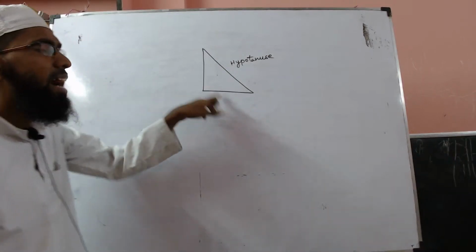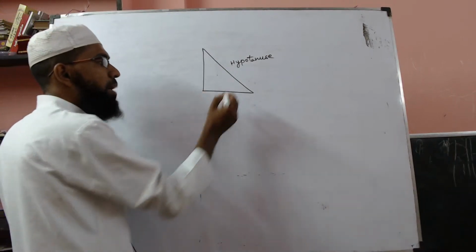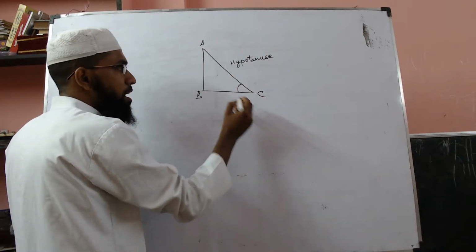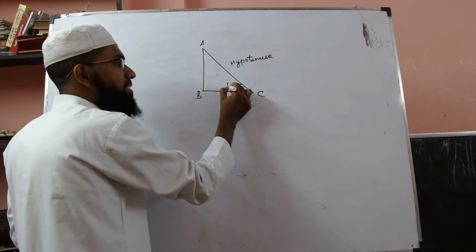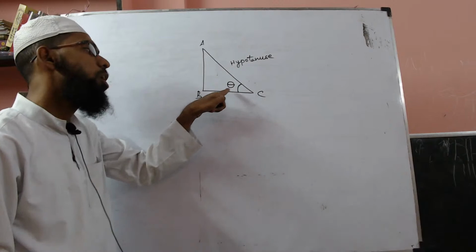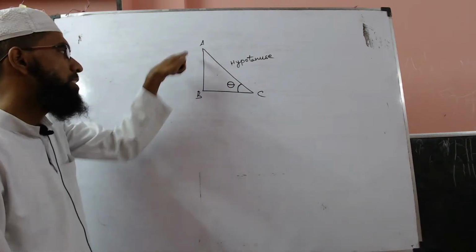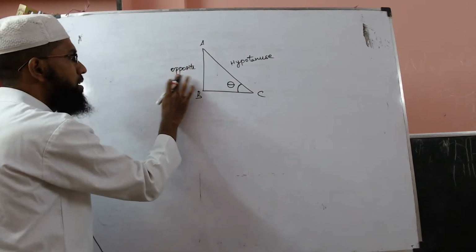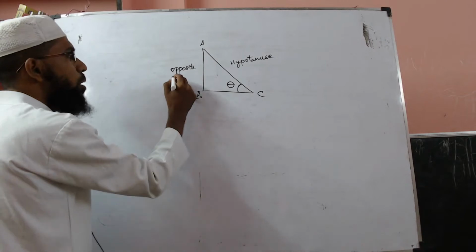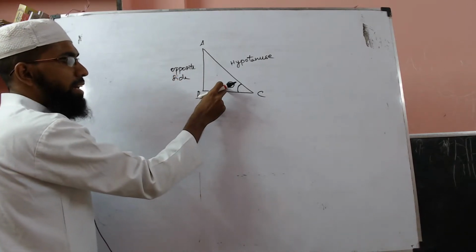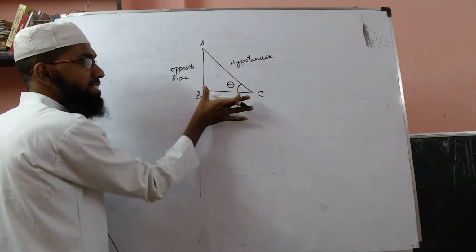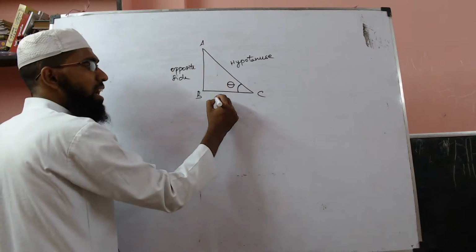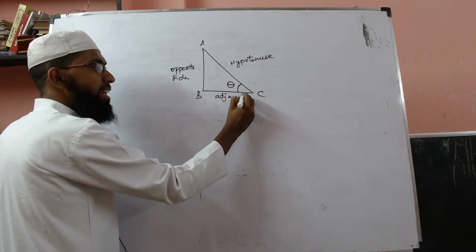Regarding the other two sides, let me take the triangle as A, B, C, and take angle C as theta. For this angle theta, this is the opposite side. And for this theta, this is the adjacent side, the side adjacent to the angle theta. So we call it the adjacent side.